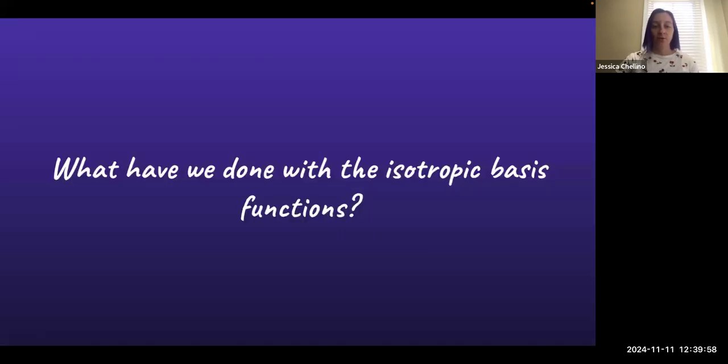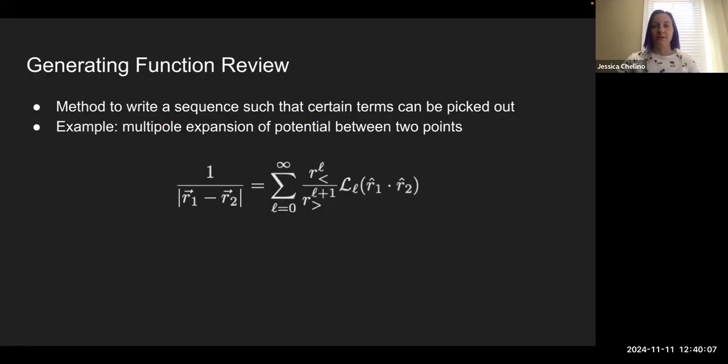Now, this is all old work, so what have we actually recently done with these isotropic basis functions? Well, we've come up with a generating function for these basis functions to obtain them in Cartesian form. But before I go into that, I want to just briefly review what a generating function is. A generating function allows you to write out a sequence where you can pick out certain terms.